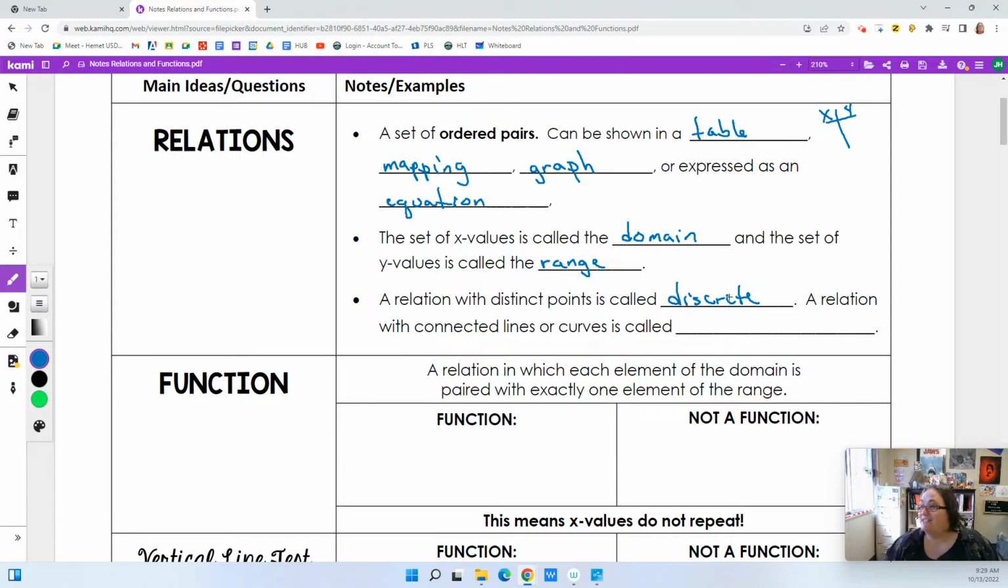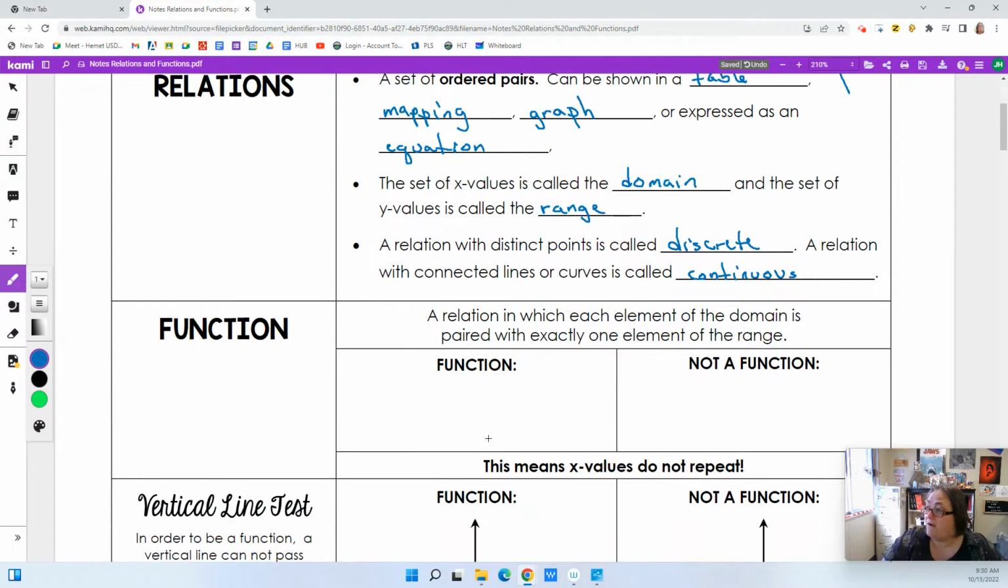And a relation with connected lines or curves, which is how you're used to seeing them, is different. Discrete is if you just see a point on a graph. Those would be a discrete relation if you just got all your points. If they're connected and they have a smooth line or a curve, those are called continuous. Is that super important right now? No, but it's there, so we might as well know.